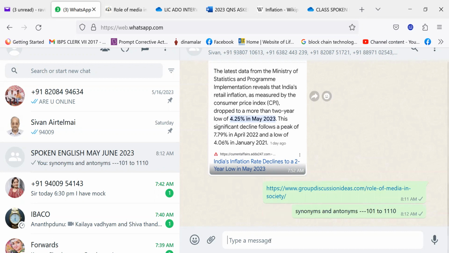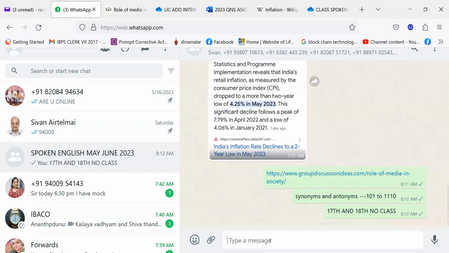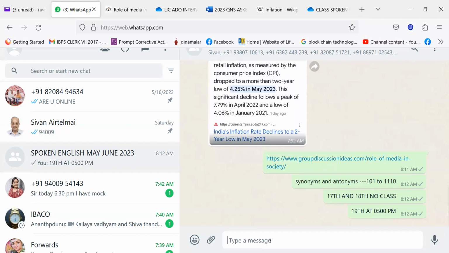What is tomorrow's date? 17th and 18th, no class. Because tomorrow, Amavasai, so I have to get up early, go for the Tarpan and all that. And I will not be having time. So 17th and 18th, no class. Okay, sir. 19th at what time am I giving you? 5 o'clock. 5 p.m. Thank you so much. Best wishes. But you have all scored good marks. I'm happy. Good.